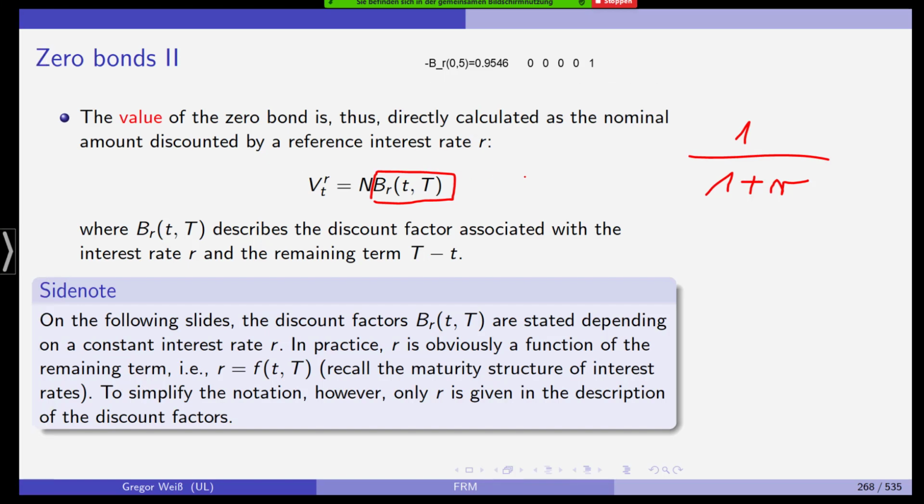We get a discounted present value here. So R is usually a function of the remaining term. That is, it's more complicated than a flat interest rate curve. But to simplify notation and to make all of what follows a little bit simpler, we assume that the term structure of interest rates is flat. So we only have one interest rate R for 1 year, 2 year, 5 years maturity.